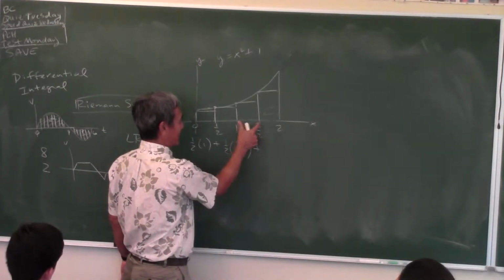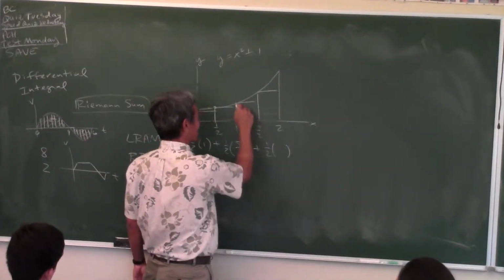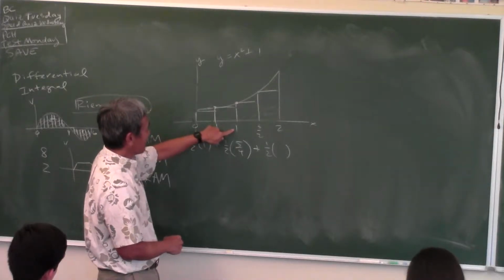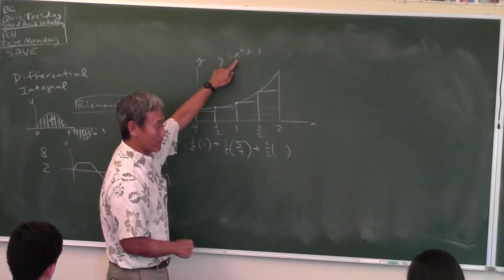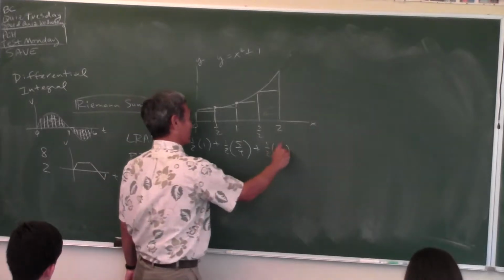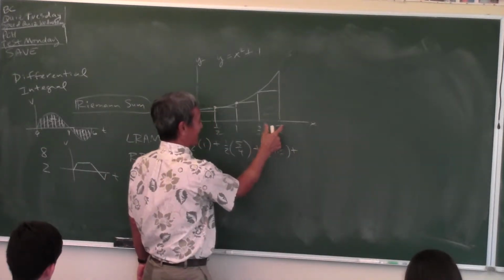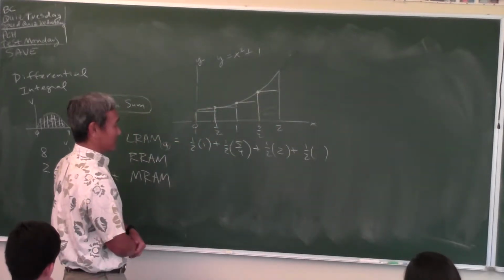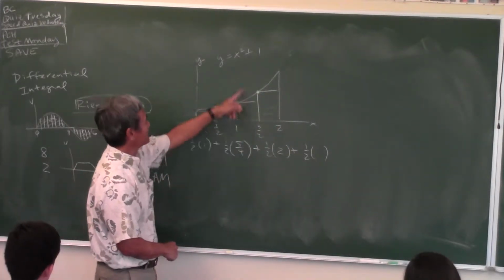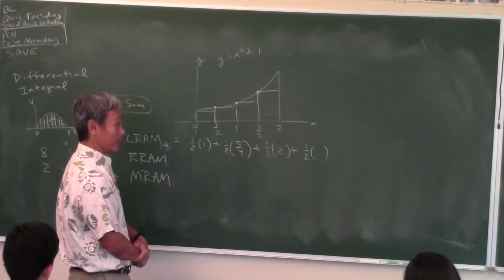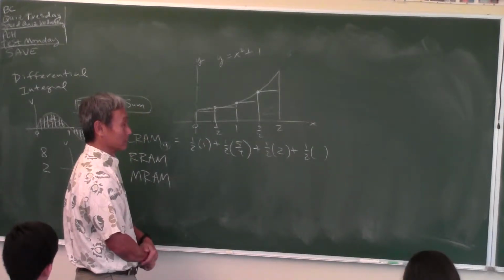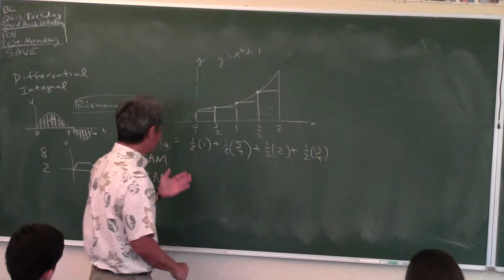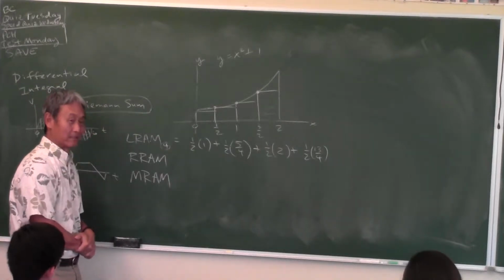Okay, third rectangle. The base again is 1/2. The height is going to be the y-coordinate at that point because we're using the left endpoint. So if the x-coordinate is 1, you plug it in here to get the y-coordinate. 2. And then finally the last rectangle. The base is 1/2. The height is the y-coordinate of that point. Take 3/2, plug it in there. 9/4 plus 1. 13/4. Now on the AP exam, you write this on your paper, that's full credit.